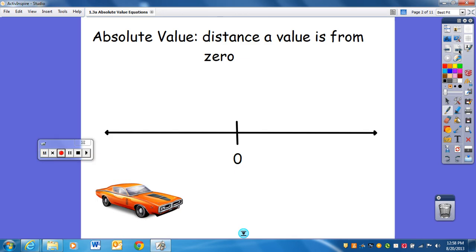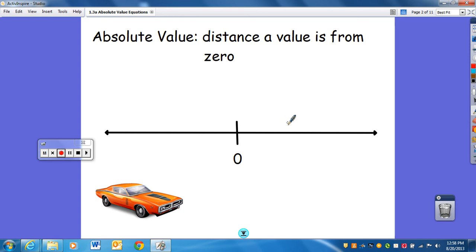Just a reminder, absolute value is the distance a value is from zero on the number line. So when we're talking about distance, we're talking about how far it is away from zero. For example, we could be 3 units from zero to the right, or we could be 3 units from zero to the left. Both of these are 3 units. So please remember the symbol for absolute value is 2 vertical lines.